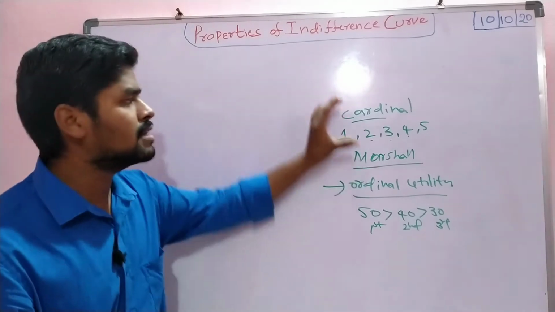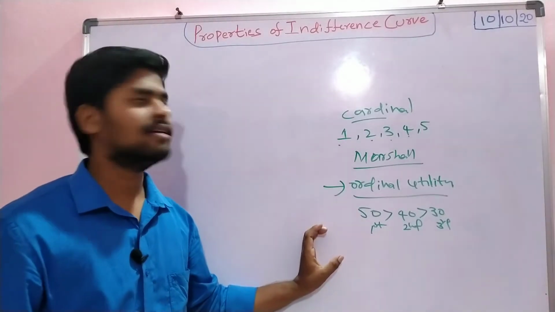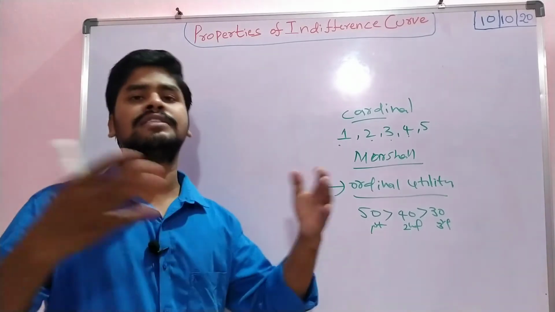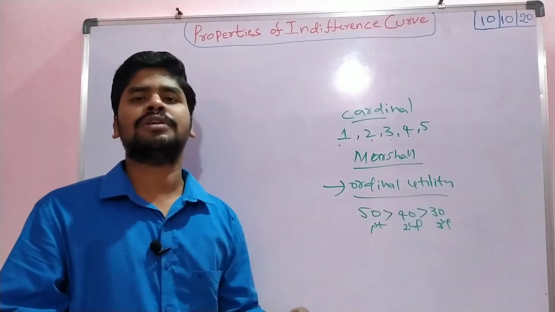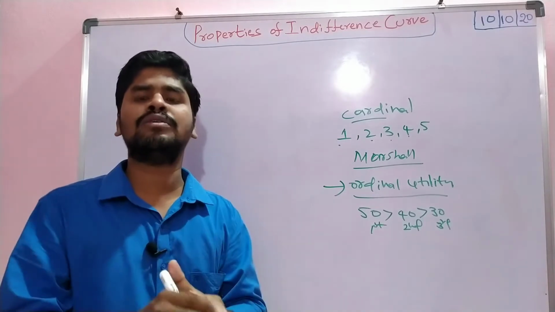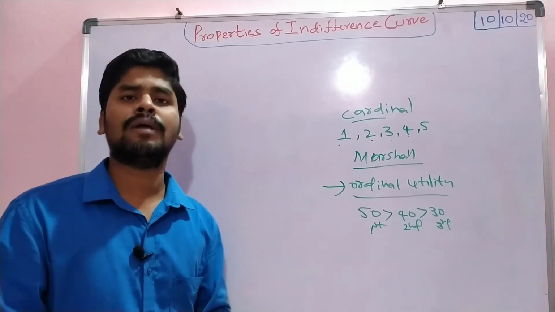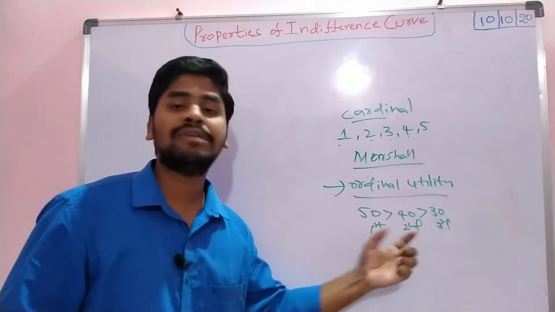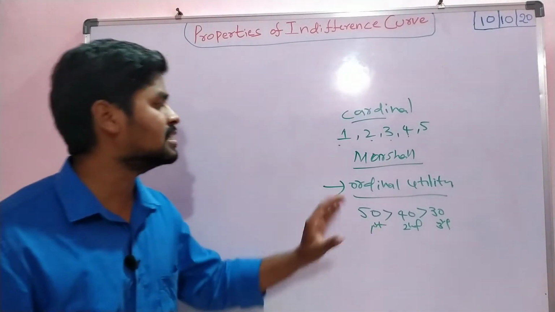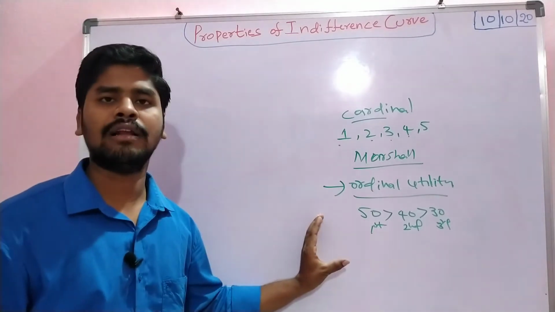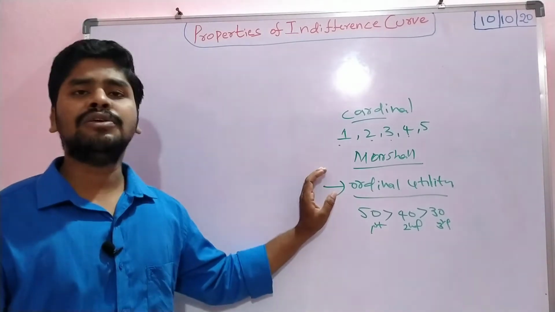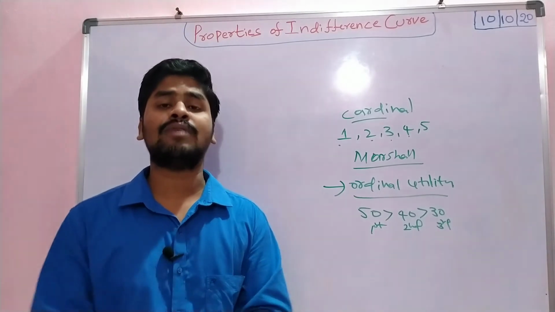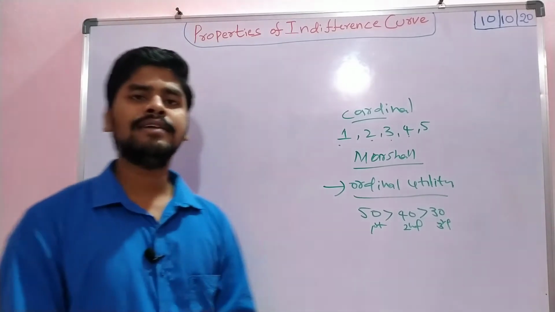But we cannot count our satisfaction in terms of numbers. That is the difference between cardinal and ordinal. In cardinal, we count our satisfaction. In ordinal, we compare our satisfaction. For various combinations of X and Y goods, we can compare satisfaction, but we cannot count it. Based on ordinal utility analysis, we try to understand what is indifference curve.